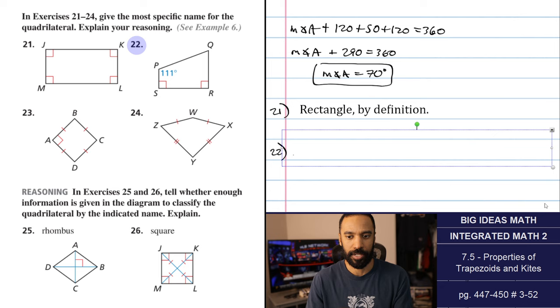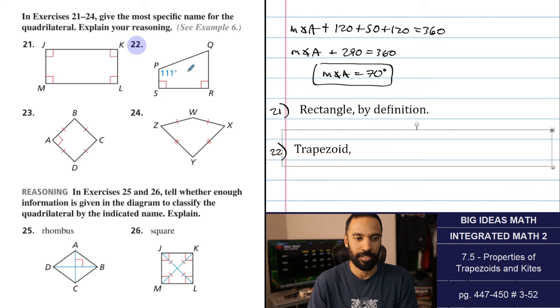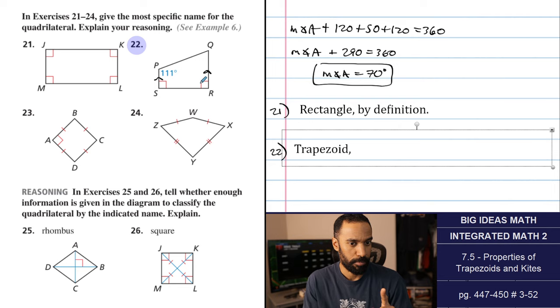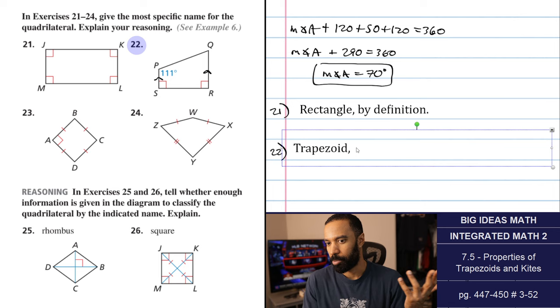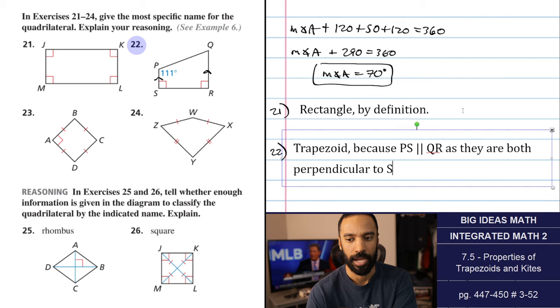They don't really say anything more on that, but what we have here is parallel lines. This is the converse of the same side interior angle theorem. No, actually better yet, with the right angles, two lines perpendicular to the same line are parallel to each other. Boom. I don't know what the theorem's called. The parallel perpendicular line theorem? I don't know. Because PS is parallel to QR as they are both perpendicular to SR.